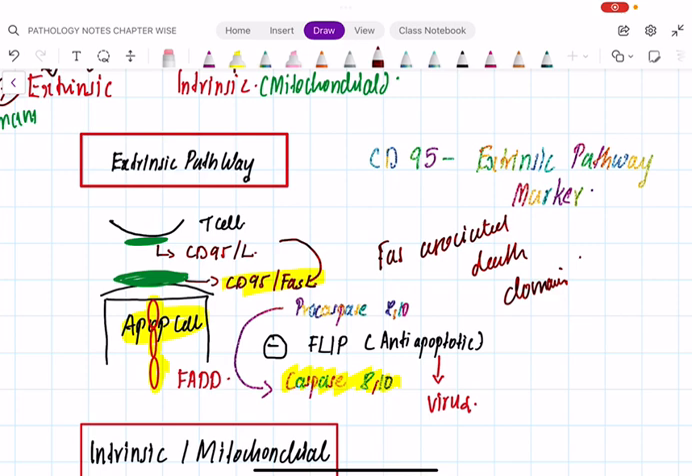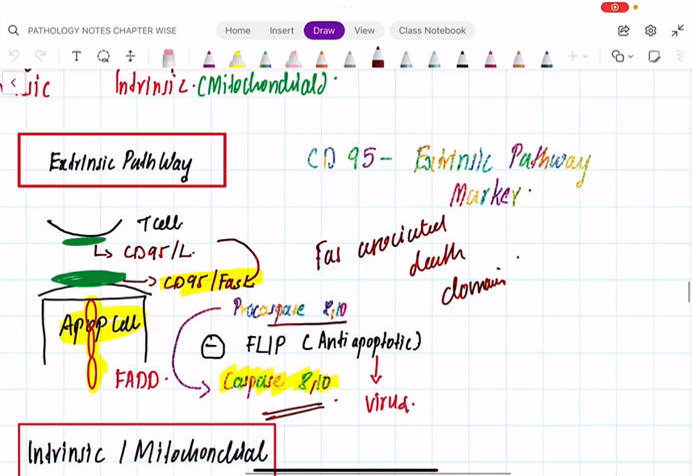As the result of the trimerization of FADD, procaspases, the inactive caspase numbers 8 and 10, because in the extrinsic pathway we have caspase 8 and 10, will be converted into active caspases 8 and 10. So this is the initiator pathway, no? Once this initiator pathway is over, the executioner caspases 3, 6 and 7 will come into action. They will stimulate phagocytosis and as a result the apoptotic bodies will be removed. Yes, this is the extrinsic pathway.